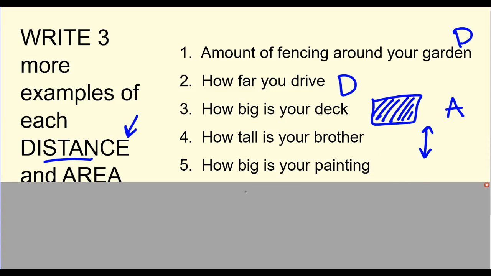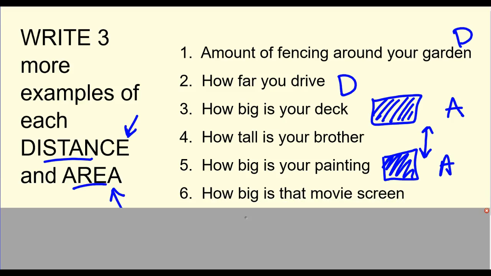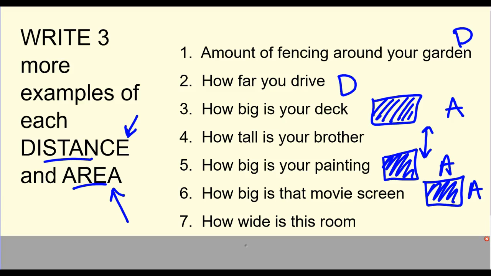How big is your painting? If I'm covering a canvas, covering anything is an area. How big is that movie screen? Same thing. If I want to know the area of the movie screen, I'm thinking about both directions there. And then how wide is this room? If you would measure it with a ruler or yardstick, that's a distance. So make sure you have 3 more examples of each written down.